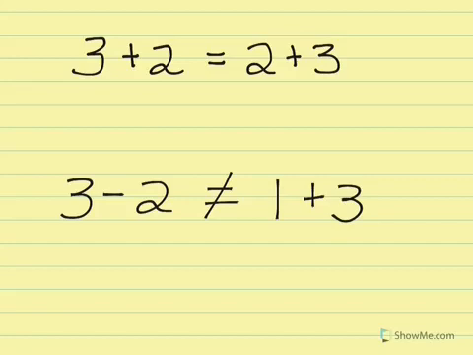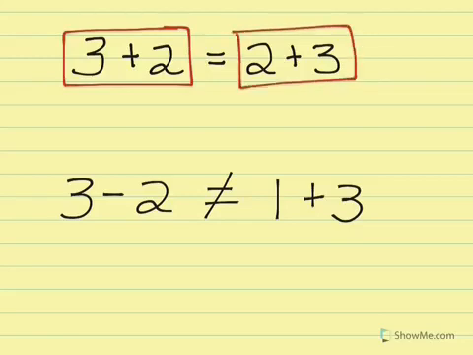Here I have 3 plus 2 equals 2 plus 3. In this example, I have two expressions. I have this expression and this expression. Together, the entire thing with the equal sign makes it an equation. The equal sign shows that both sides of the equation are equal.